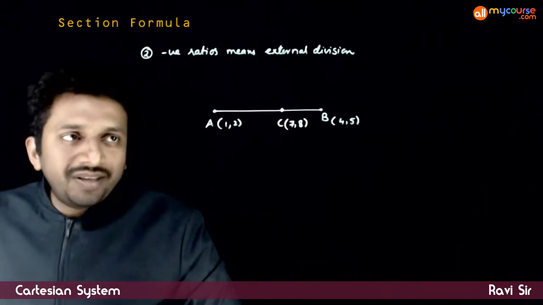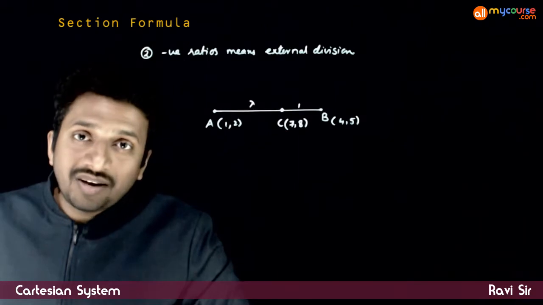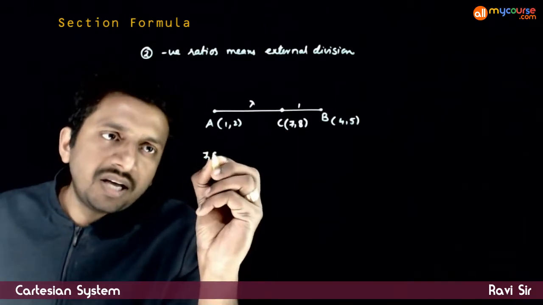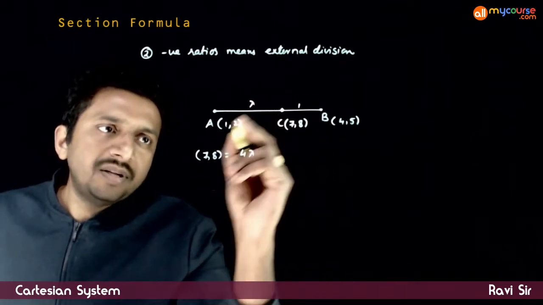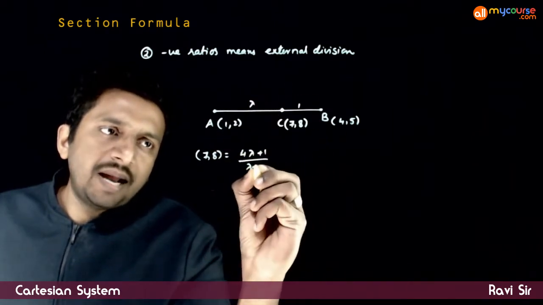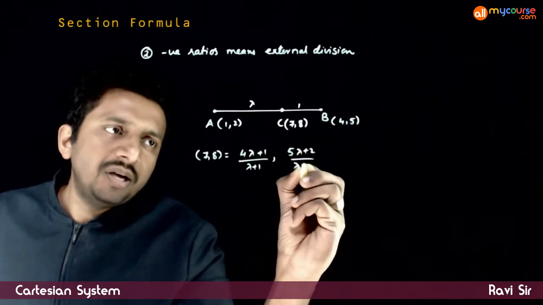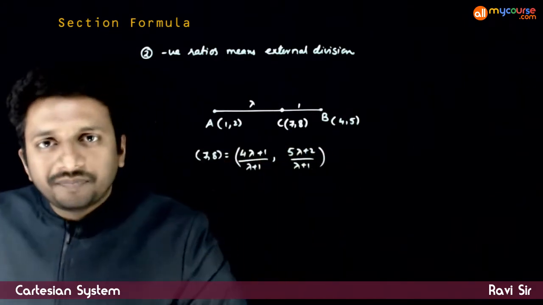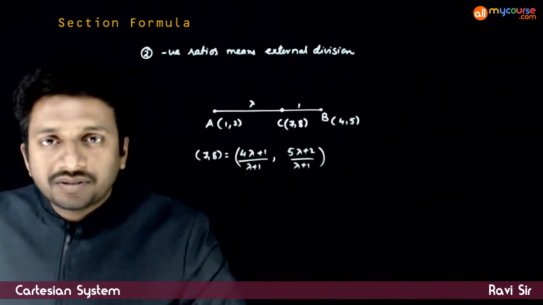So initially we assume that the ratio is lambda is to 1. So (7, 8) is equal to ((4 lambda plus 1) by (lambda plus 1), (5 lambda plus 2) by (lambda plus 1)). So we equate the x coordinates, we equate the y coordinates.